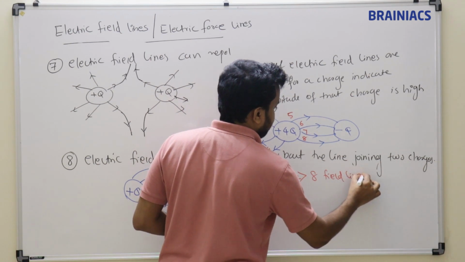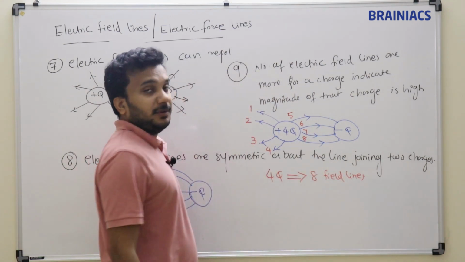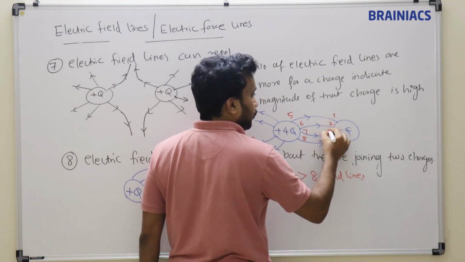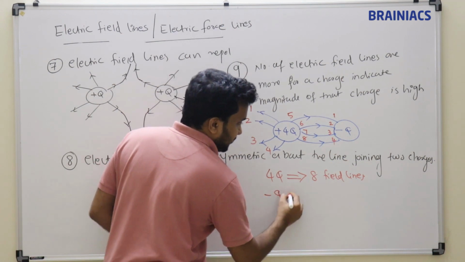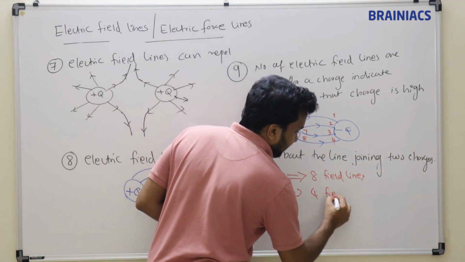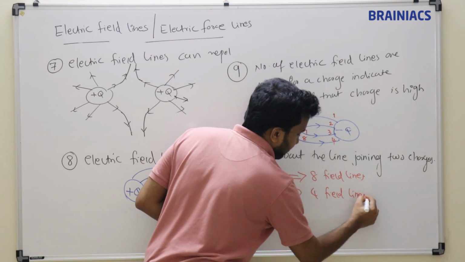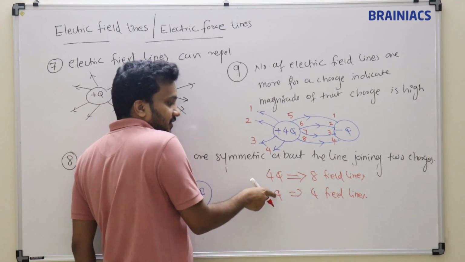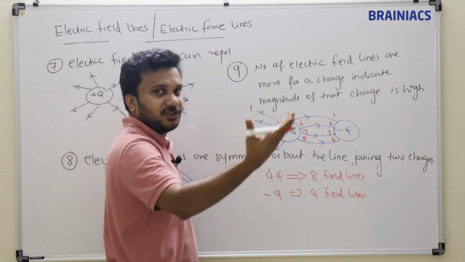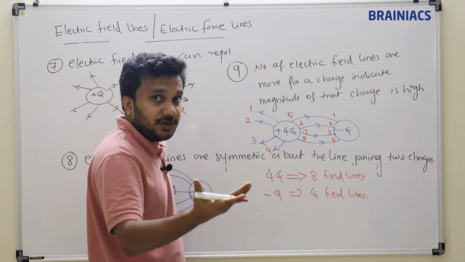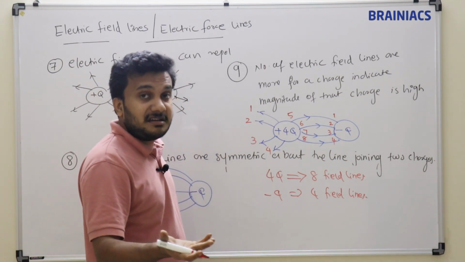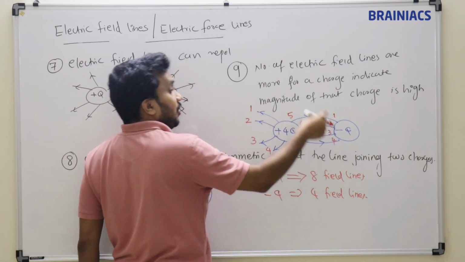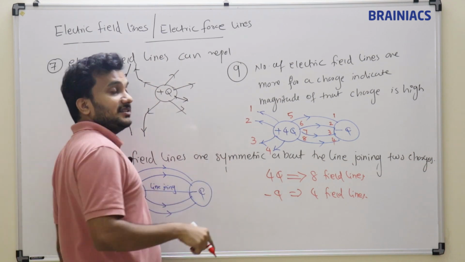Okay. For minus q, how many field lines are there? Minus q means the lines which are coming inside. 1, 2, 3, 4. So for minus q, 4 field lines are there. Is this correct? This is not correct. Why? Because with respect to minus q, plus 4q is 4 times higher. A 4 times higher charge means a 4 times higher number of field lines should be here. Now here 4 field lines are there. So how many field lines are required on this side?